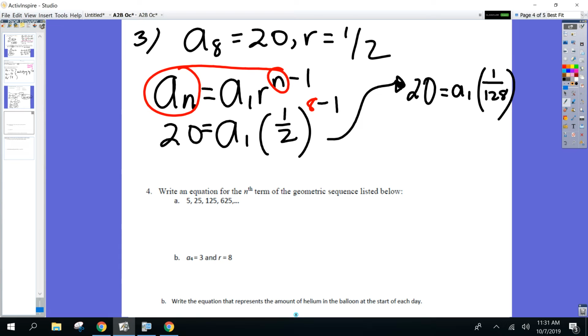Jenna, go ahead. You divide by 1 over 128. So you can divide both sides by 1 over 128. You guys can handle that. You've got fraction templates. Or what could I multiply both sides by? 128. Either way, it'll get you to it. What's that first term of this sequence? 2,560.